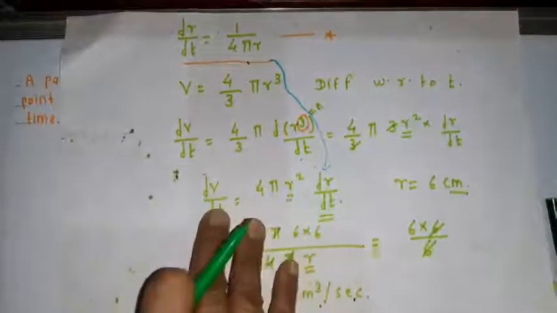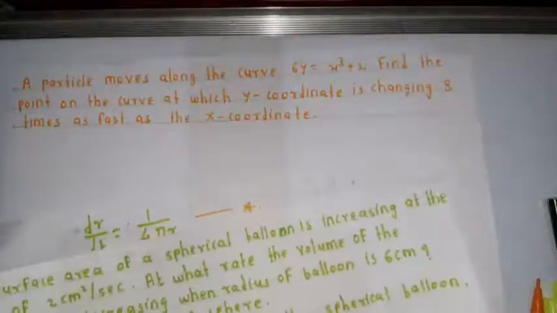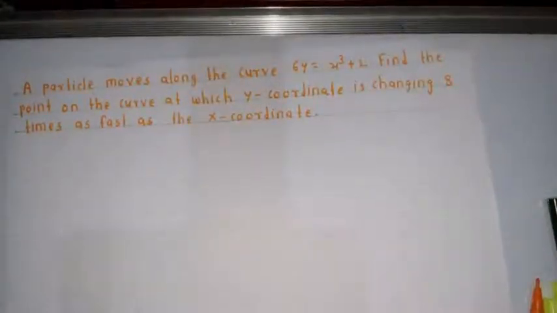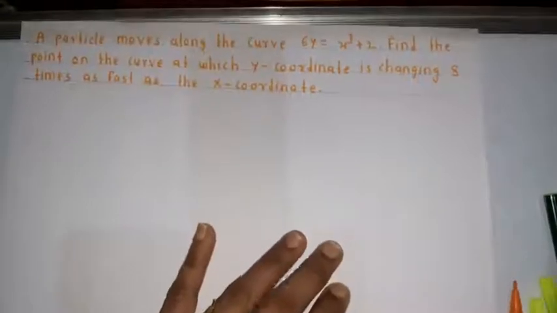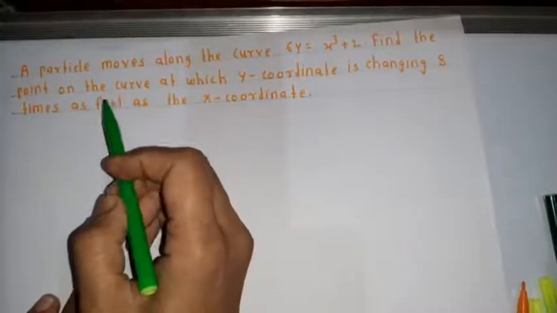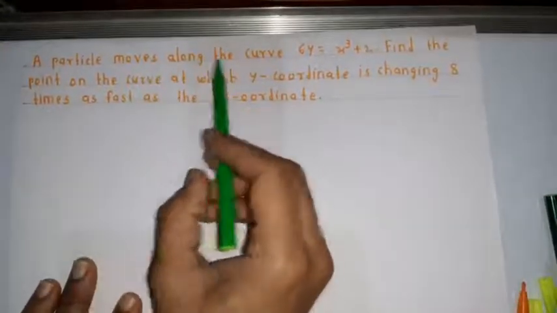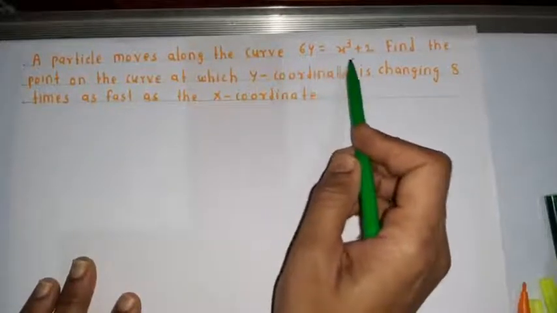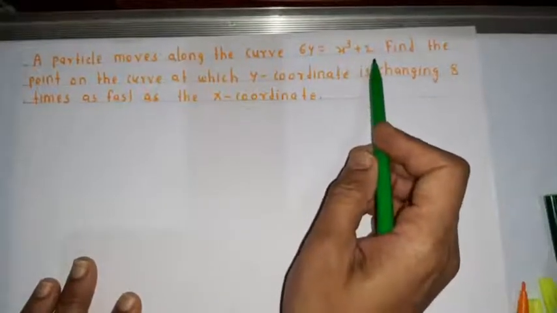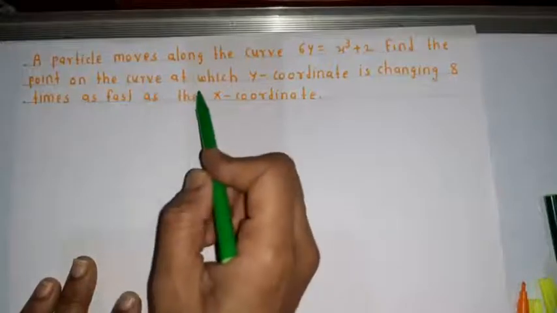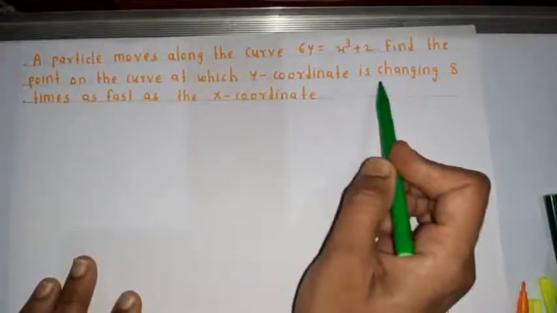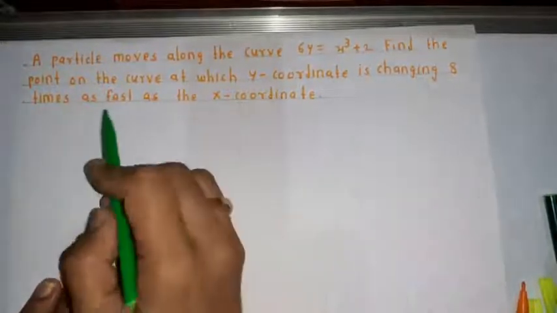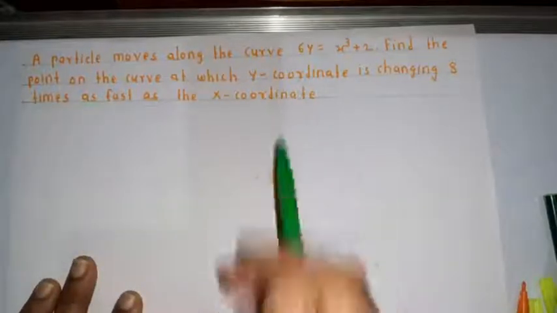Okay, now the next problem is that a particle is moved along the curve 6y equal to x cube plus 2. Find the point on the curve at which the y coordinate is changing 8 times as fast as the x coordinate.